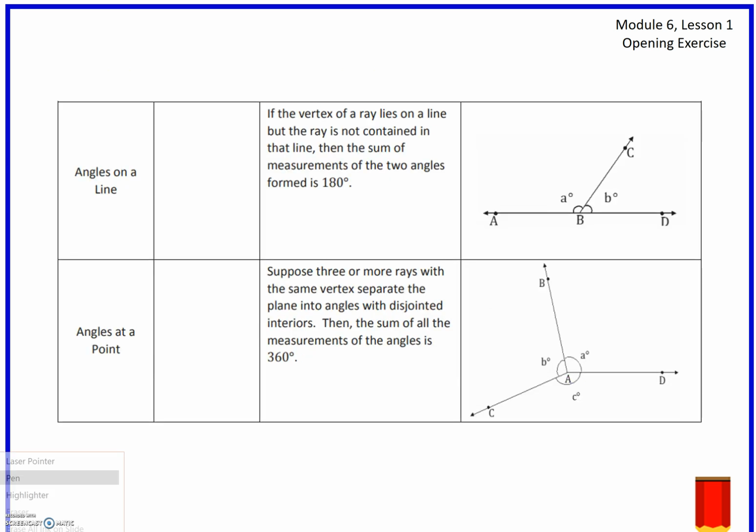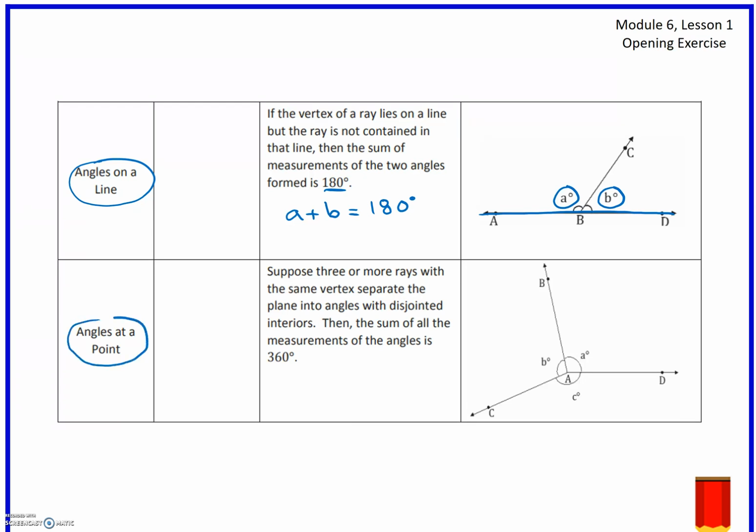Alright, the next one are angles that are on a line. If we look at the line, they're discussing line AD, that is 180 degrees. So any of these angles on line AD will add up to a sum of 180 degrees. So A plus B in this case equals 180 degrees. Very similar to a relationship coming up called supplementary angles.